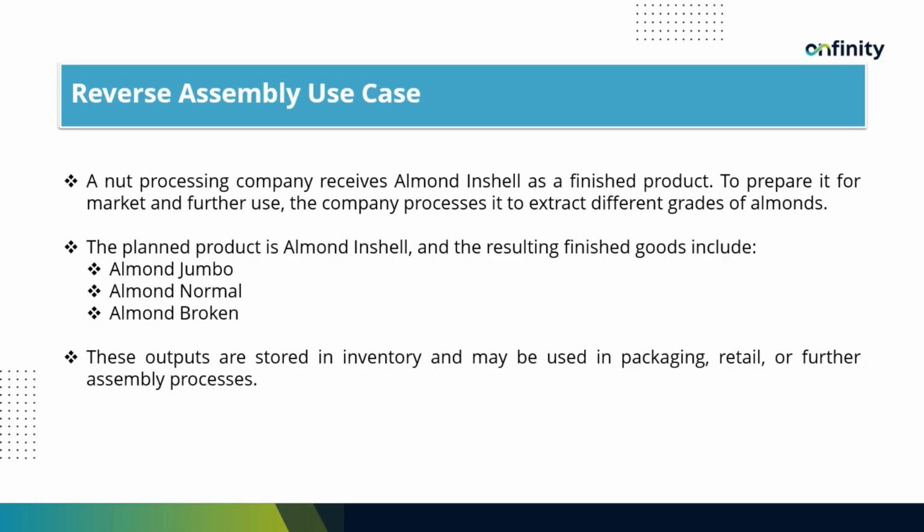These outputs are stored in inventory and may be used in packaging, retail, or further assembly processes. This use case represents the initiation of the process. It shows how reverse assembly begins in practice, demonstrating how business requirements drive the breakdown of bulk products into multiple outputs that can then be utilized or sold independently.